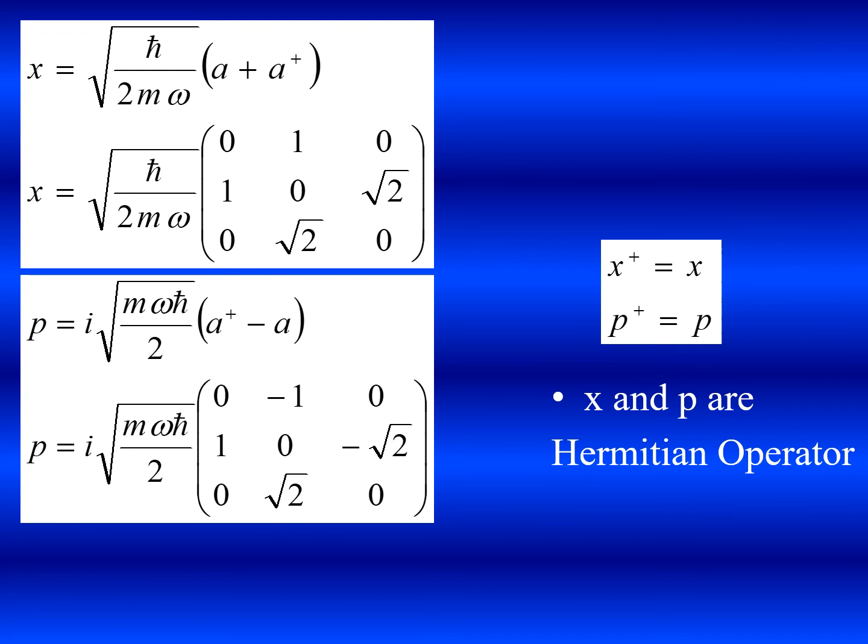Similarly for the momentum operator, p is equal to i√(mωħ/2) times the matrix 0 −1 0, 1 0 −√2, 0 √2 0. Here x† is equal to x and p† is equal to p. So if you take the dagger on both sides, we get the same value of x. Similarly, if you take the dagger on both sides of p, we get the same value. So x and p are Hermitian operators too. Thank you.